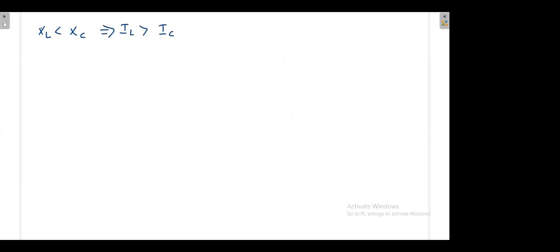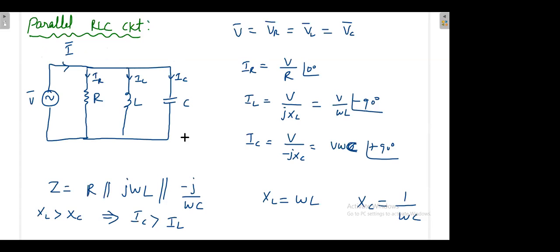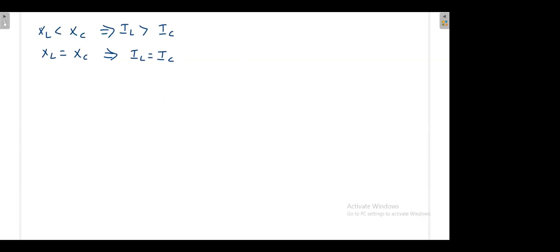And then what is the third case? Sometimes XL may be equal to XC. Then what will happen exactly? When XL is equal to XC, IL is equal to IC only, because both the impedances are the same, so IL has to be exactly equal to IC. But for a moment, we discard the plus j and minus j. I'll come to that later; one by one we'll see.